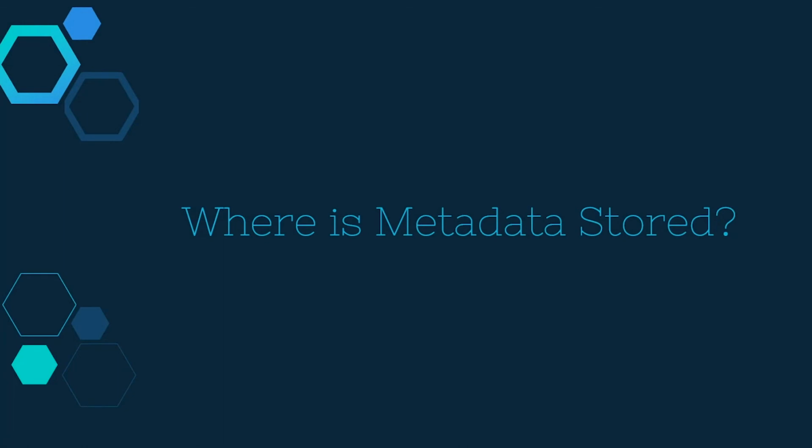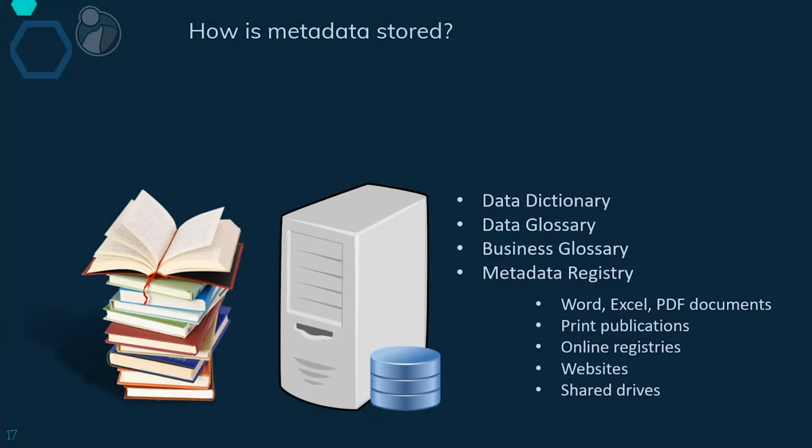So the next question is, where is it stored currently? And how can I use this information to capture it within Aristotle? As a summary, metadata is stored in a lot of places at the moment. These are all of the terms that I want you to become familiar with, because these are all of the ways that we've seen metadata collected in the past. Commonly, it's referred to as a business glossary or a data glossary or a data dictionary, or sometimes you will see it referred to as a metadata registry.